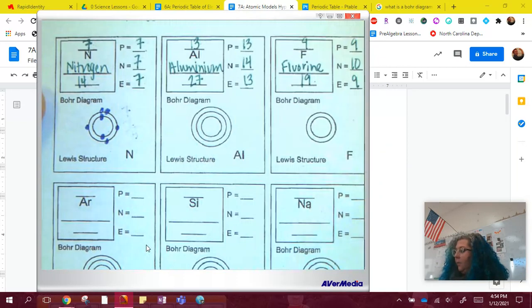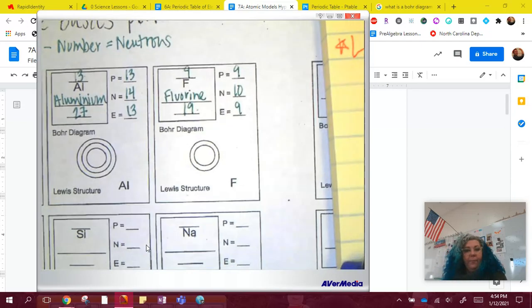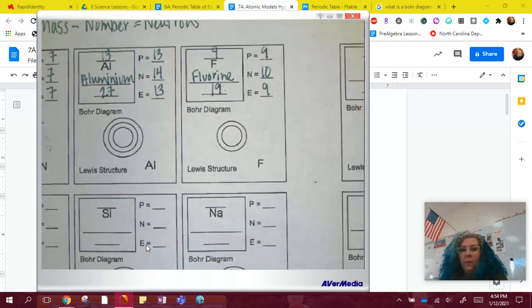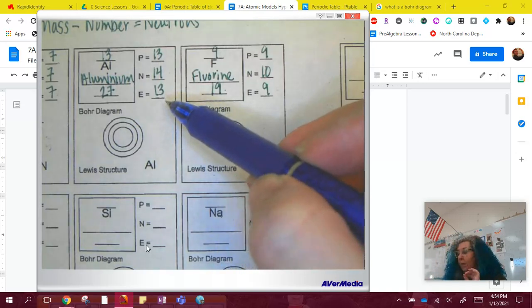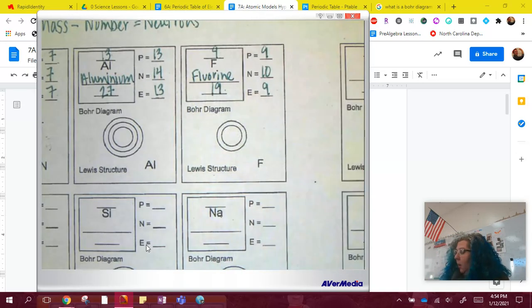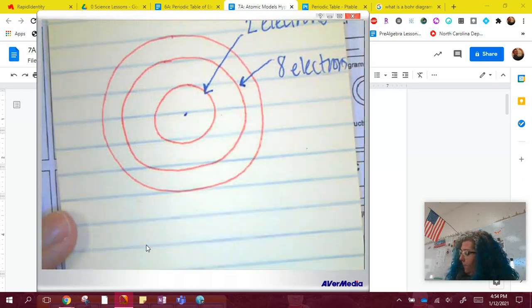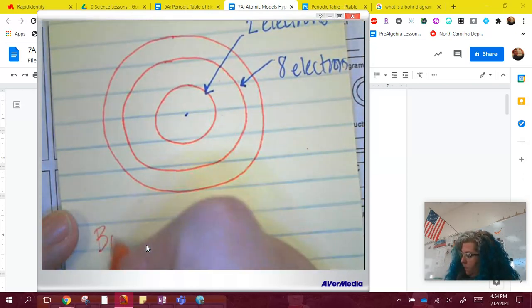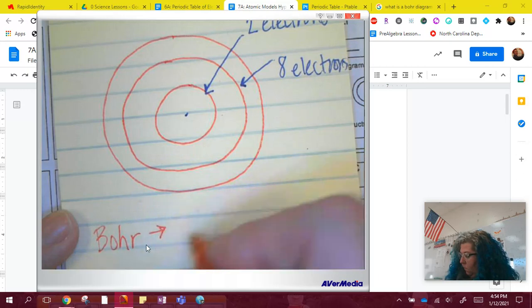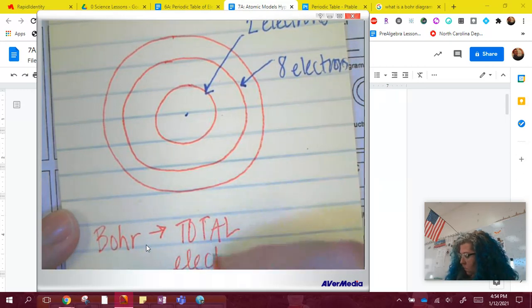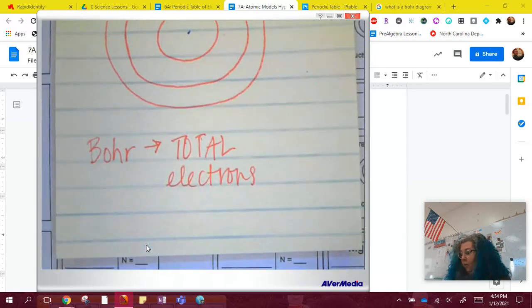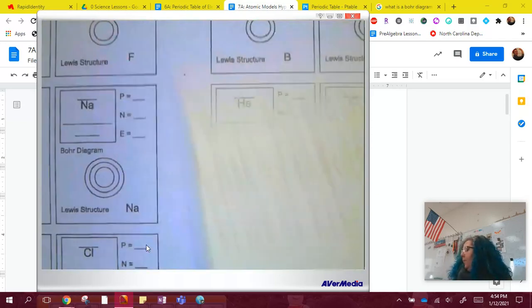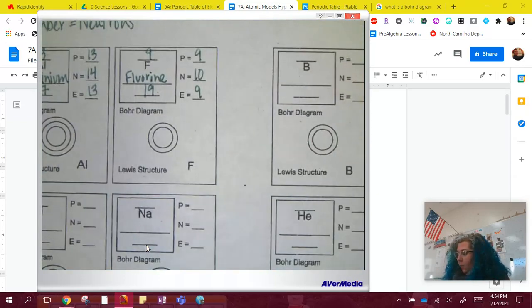Then let's go to aluminum. Remember, we're just looking at electrons for the Bohr diagram, and we want the total number. Bohr models use your total electrons, so we're using all the electrons in this one.